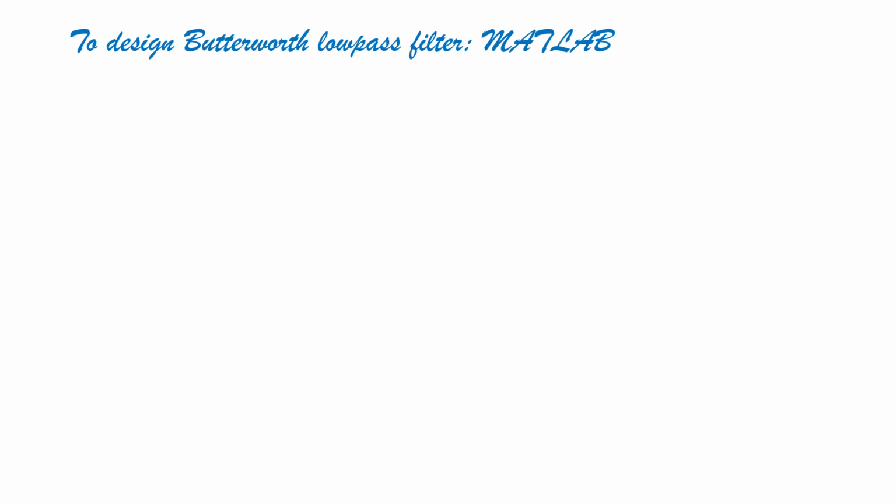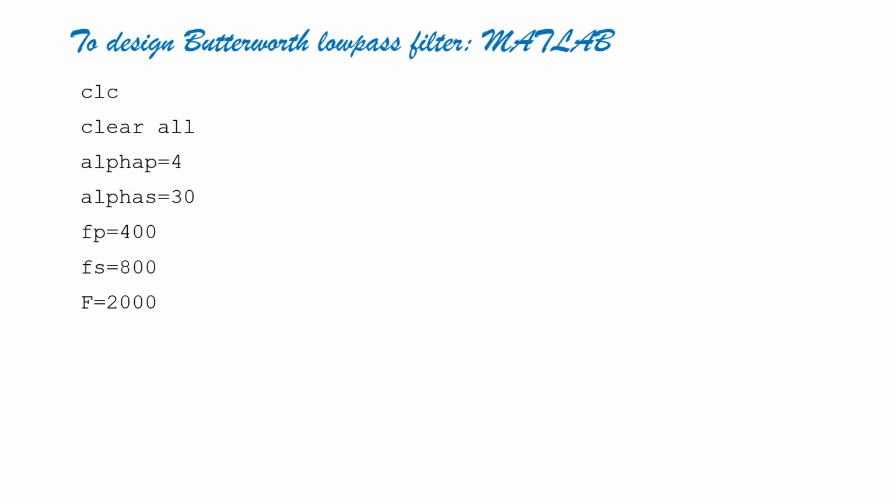Now here I designed the Butterworth filter in MATLAB. So this is the command, clc, clear. Now I have to initialize alpha p, alpha s, fp, fs, and f, the sampling frequency. So alpha p equals 4, alpha s equals 30, fp equals 400, all written in hertz, fs is 800, f equals 2000.